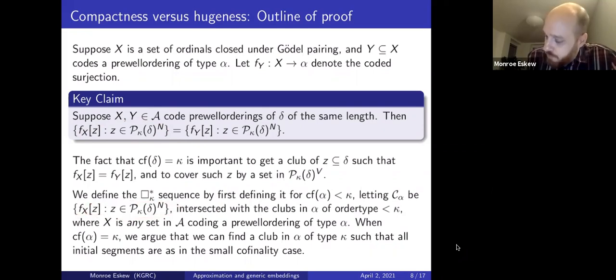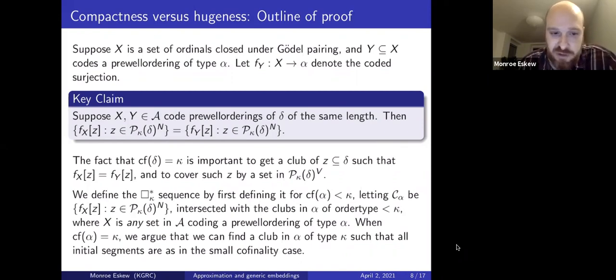Well, but what X do we use? Well, we can use anything because it doesn't matter. According to this claim, the choice is irrelevant. We get the same collection as long as it's using a coded surjection that's approximated. And we have to take care of the ordinals of cofinality equal to kappa.